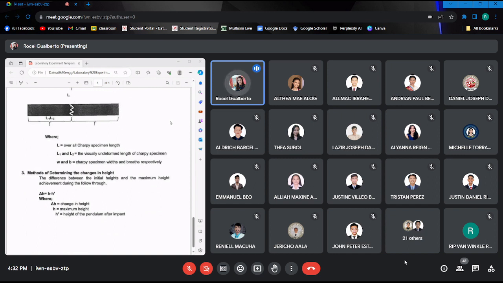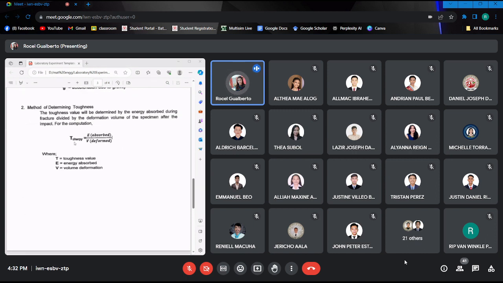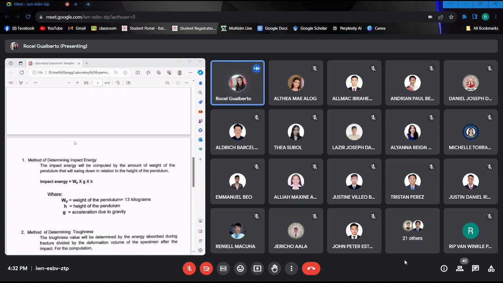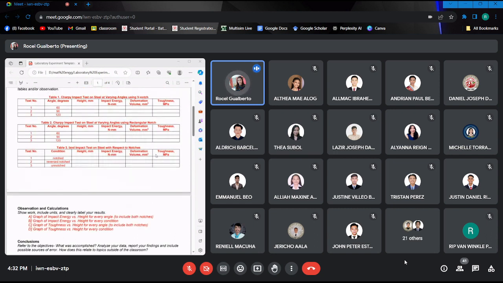Okay? So, once you see the value of the deformed, you can now compute for the toughness of the material. Okay? So, makukompleto po natin ito pong ating table po nito. Ano po magkaiba? Okay? This is using V-notch. This is using the rectangular notch. Okay? Ano pong pangatlo? Ano po yung difference niya?